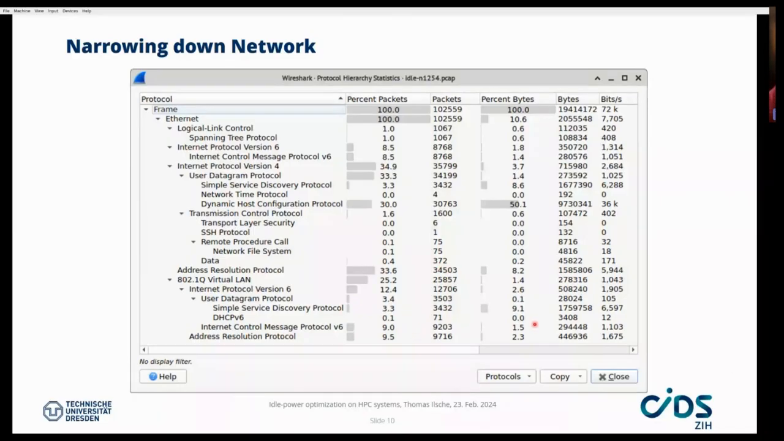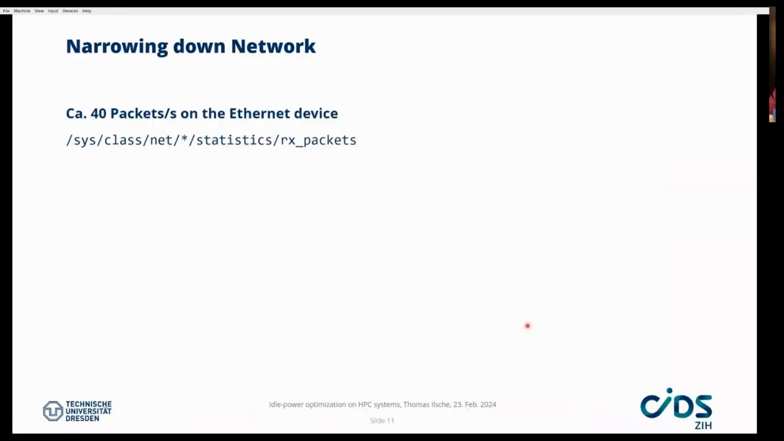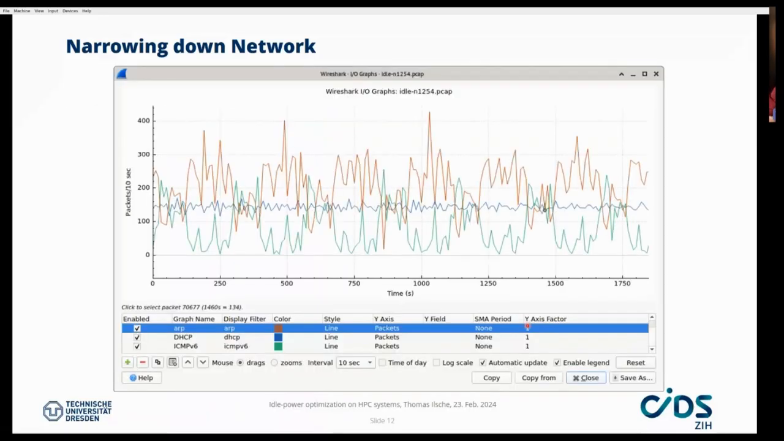Looking at it from a different perspective, this is about 40 packets per second on the Ethernet device. So another way of investigating this would be the Ethernet device statistics. And if we split this and plot this over time, we actually see these patterns for the ARP protocol and the DHCP, and in this case the ARP follows the same pattern that we saw in the power consumption.